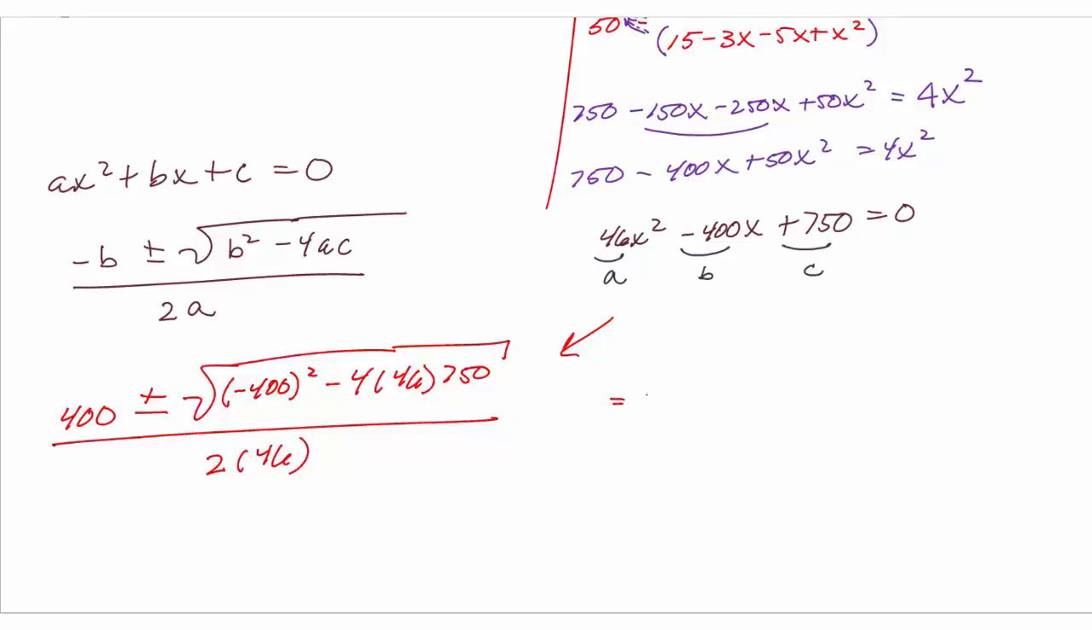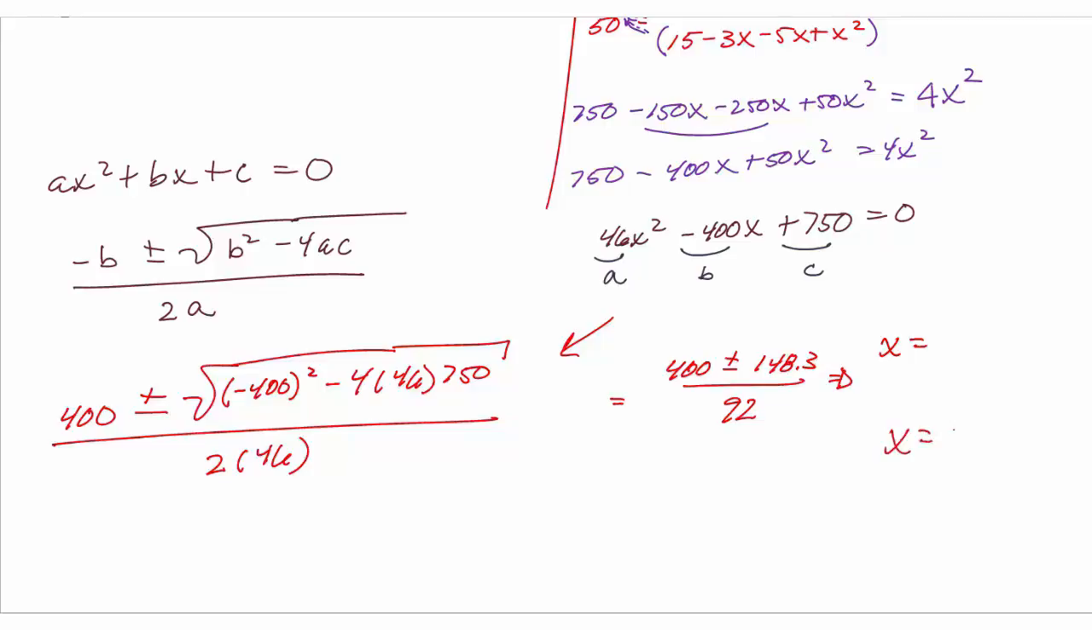So 400 squared minus 4 times 46 times 750, hit equals, take the square root, I get about 148.3. So I have 400 plus or minus 148.3 divided by 2 times 46, 92. Okay, so my x has two possibilities here.